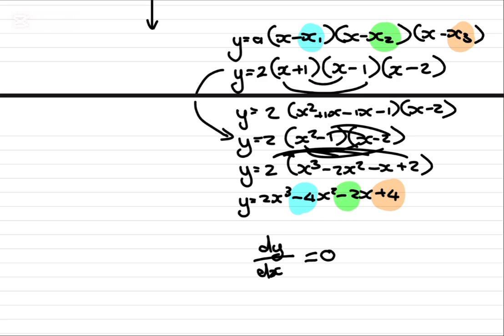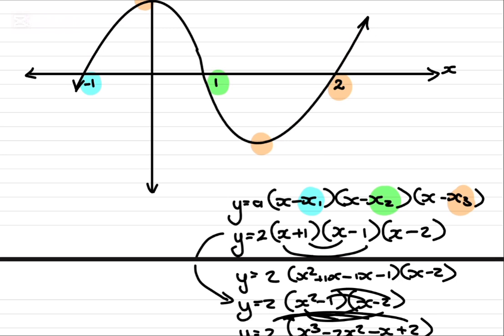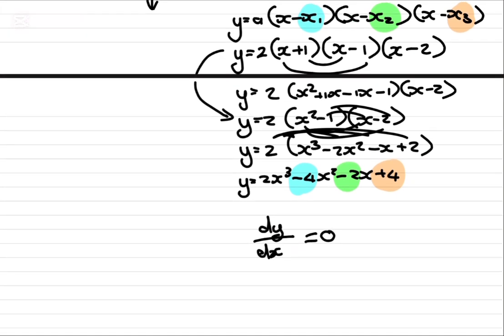Why is it 0? Remember that for stationary points, turning points, the derivative is the gradient, and on those points the gradient is 0. So that's the reason why we make it 0. So we're just going to sub this to 0. So we're going to find the derivative. And remember how to find the derivative. You take your exponent, multiply with your coefficient.